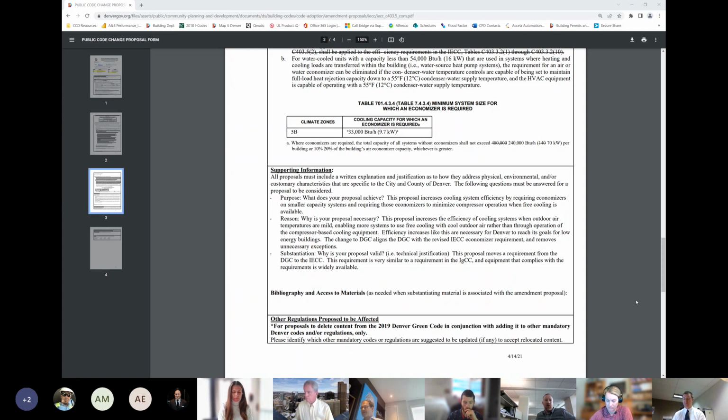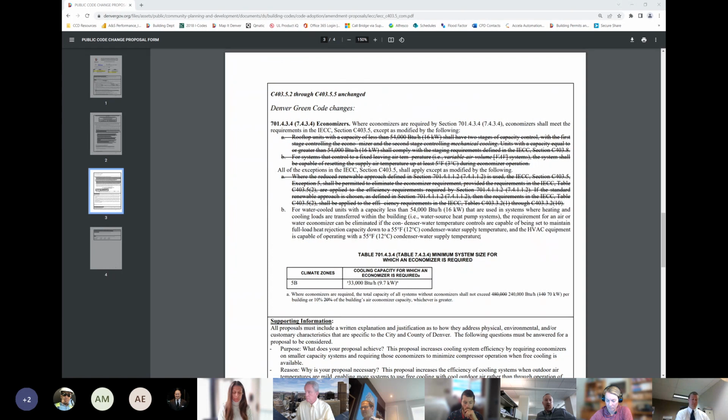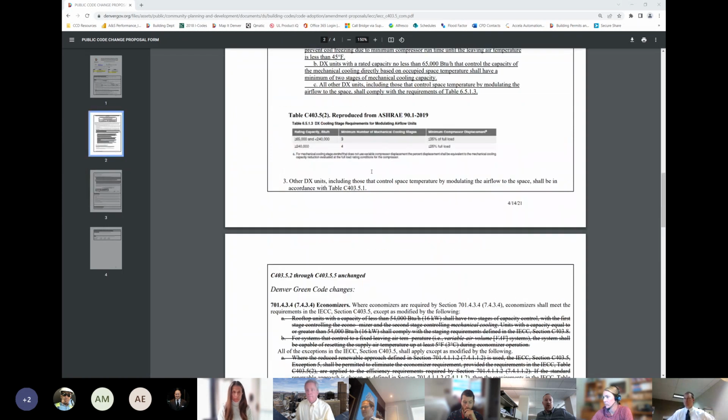So it reduces energy use, improves performance, and basically the requirements are similar to an IGCC proposal, in that the systems are widely available. It's a readily available technology. It's been used on buildings with lower capacities as shown here, that I've seen at least on retail buildings in my commissioning testing. And that's the proposal. So I'll take comments, questions, concerns.